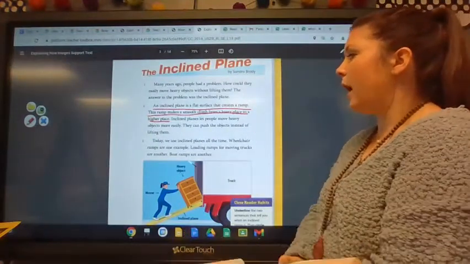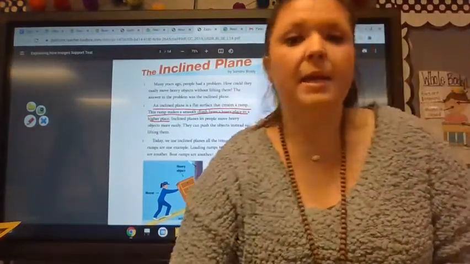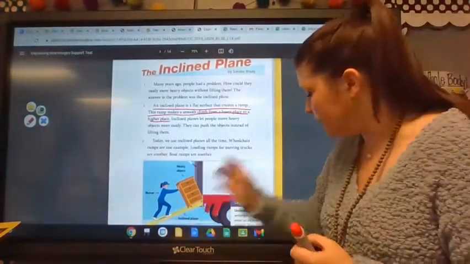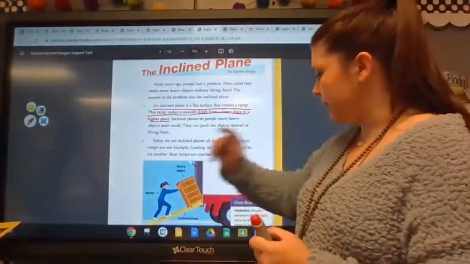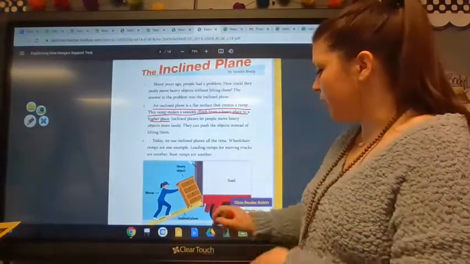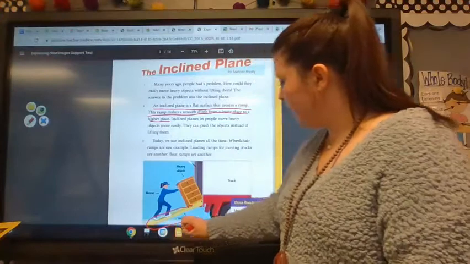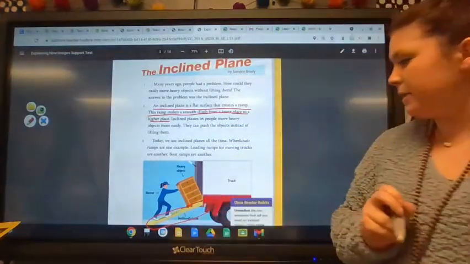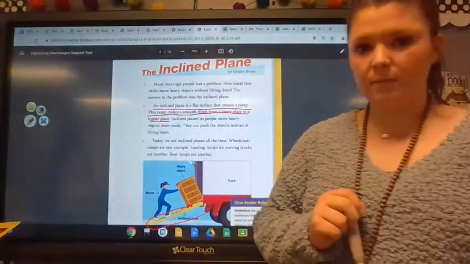So we know that an inclined plane is a flat surface that creates a ramp, and it's a smooth climb from a lower place to a higher place. Now we need to look in our diagram, and we need to circle the inclined plane. So I see the mover, the heavy object, the inclined plane, and the truck. So here is the inclined plane. Okay?